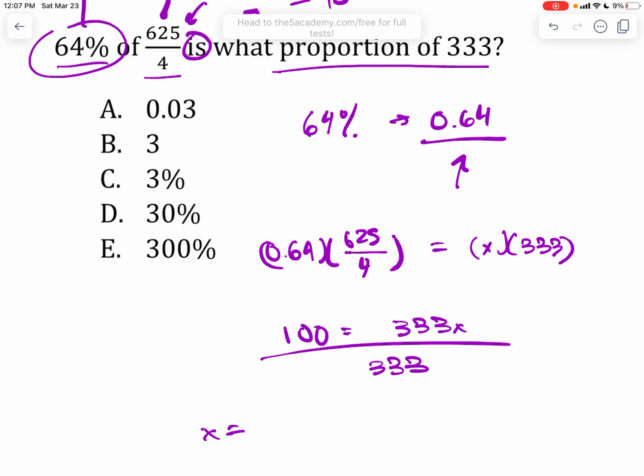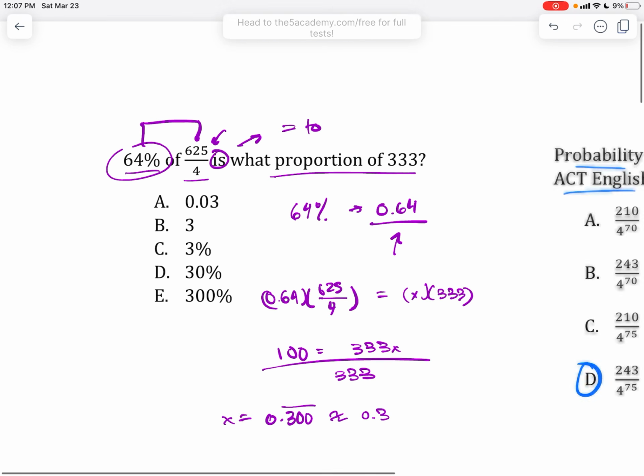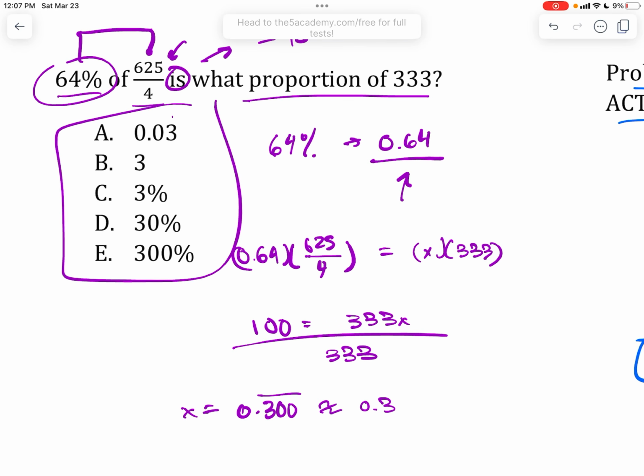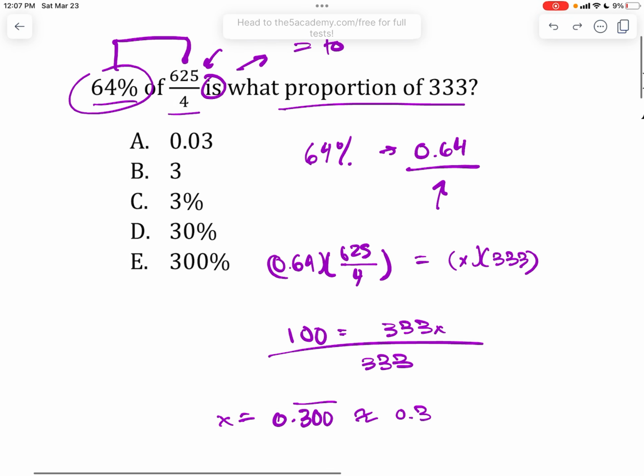X equals 100 divided by 333. I end up getting 0.3003, it's kind of just this repeating decimal, which is approximately equal to 0.3, okay? Now, obviously, my answer is 0.3. None of the answer options are 0.3, so what do I actually do?